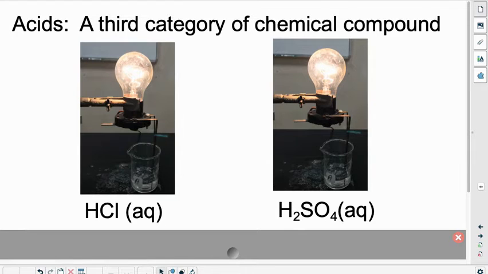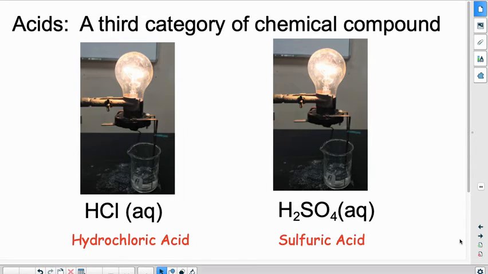Possibly you had predicted that the H2SO4 would conduct electricity because you may have noticed the polyatomic ion in there, and we've learned that things with polyatomic ions do often conduct electricity. These 2 compounds are actually part of a third category of chemical compounds, the acids. Up to this point in time, we've encountered ionic compounds, molecular compounds, and now we're going to add acids to our list of types of chemical compounds. These 2 compounds are called hydrochloric acid and sulfuric acid, and those are probably names that you're familiar with.